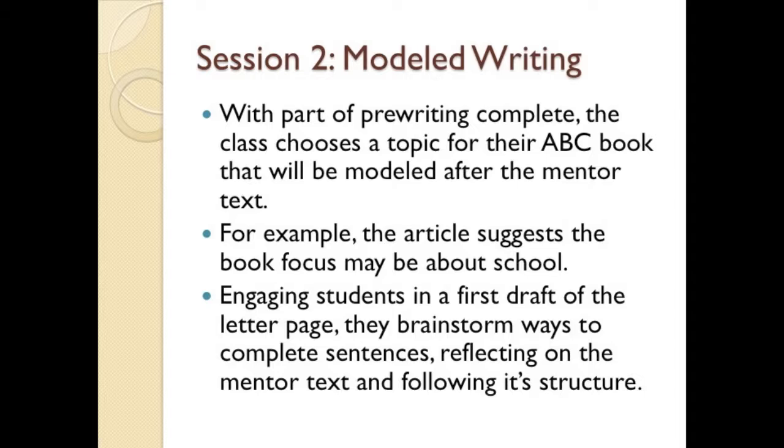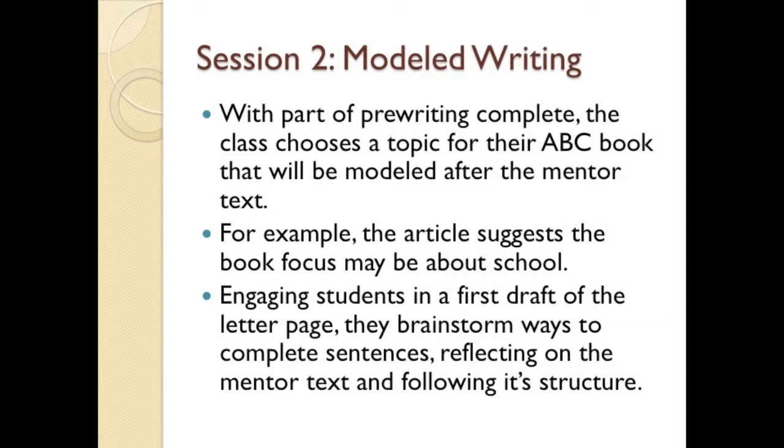So with a lot of the pre-writing done during the read aloud, session 2 is modeled writing. And the class knows at this point that they're going to write an ABC book that's modeled after the mentor text. And so as a class, they come up with a focus for their book. The article talks about that maybe your focus for the book is about school. And what are some things that we might say about the letter A for school? And so they talk about apples, and the way that they tweak it, like the mentor text, is A is for desk, and when they turn the page it would be apples on the teacher's desk.